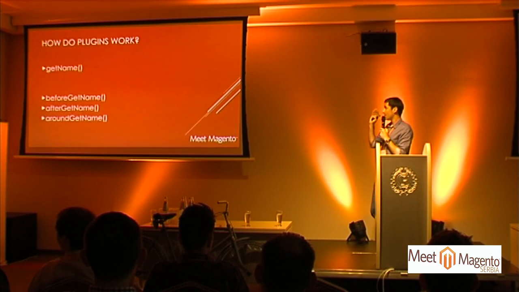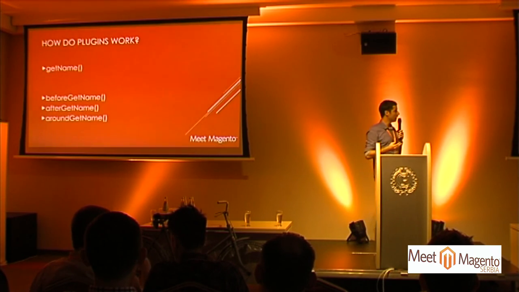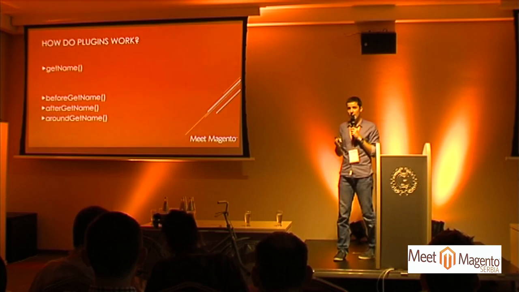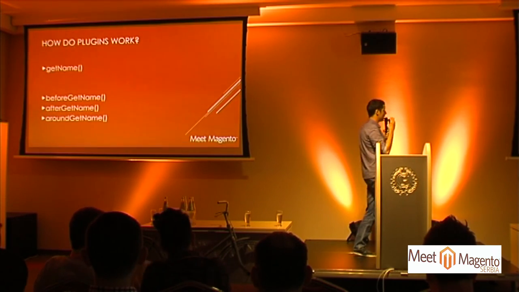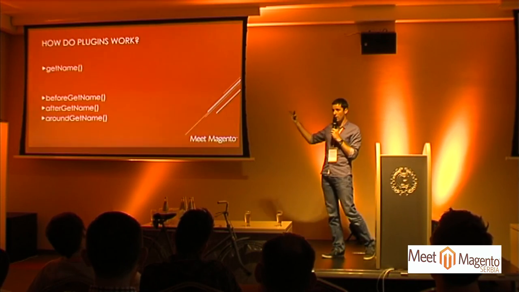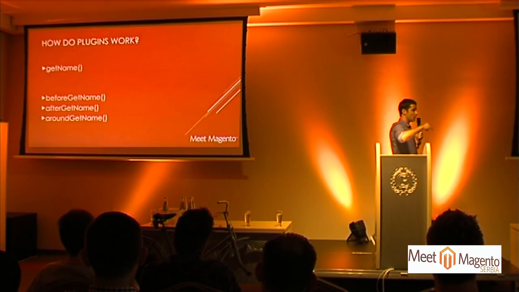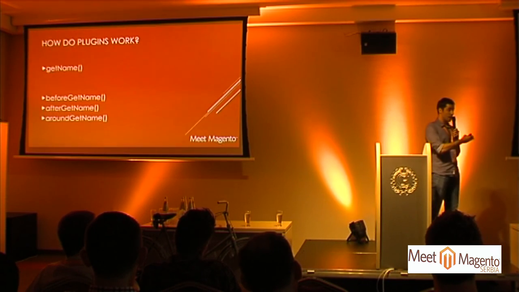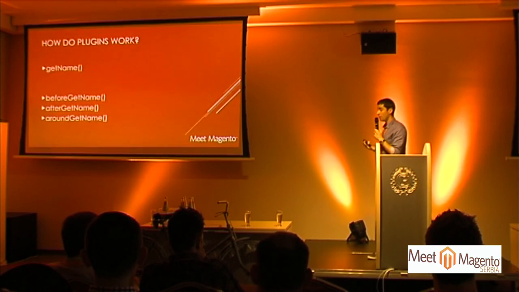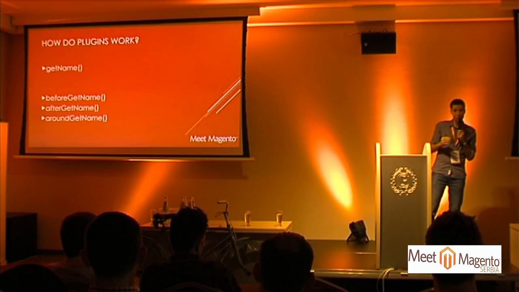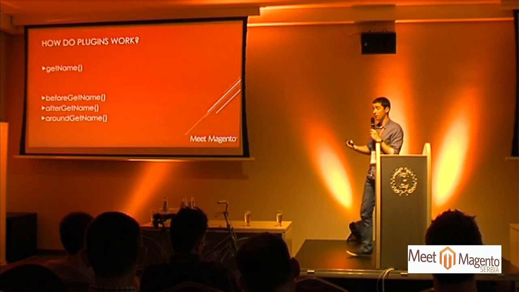Let's say that you have a method getName in your code, and this is a public method, of course. The way you define your plugins is you have a plugin class, and you can declare methods in plain English. So you can declare before getName, which will be executed before the original method is called. There is also after getName, which will be executed after the original method is called, and around getName. This around hook is used for replacement because it's executing at the same time as the original method, so this is used to replace the whole function.